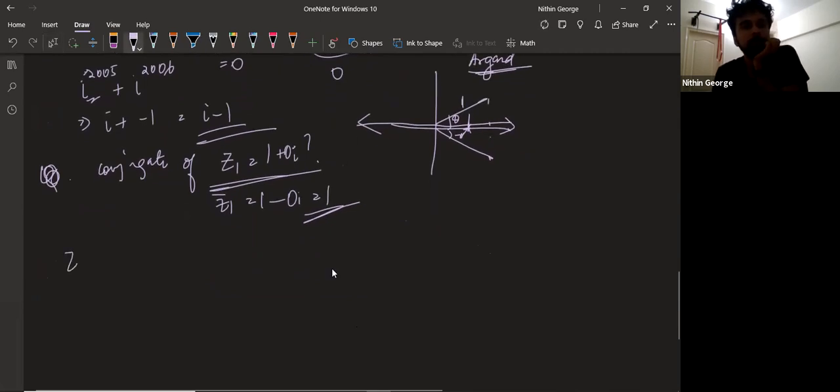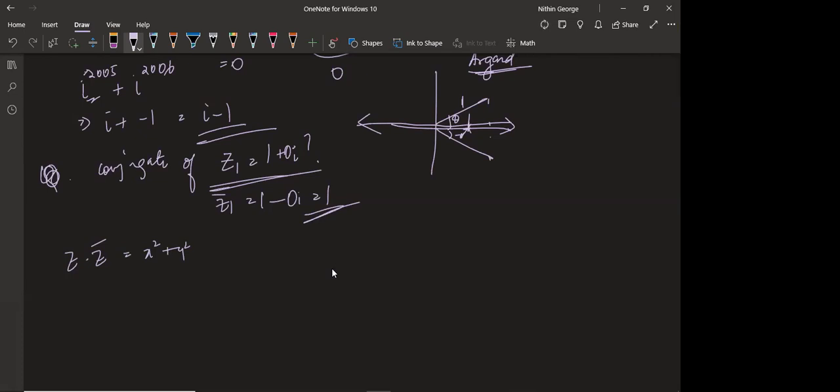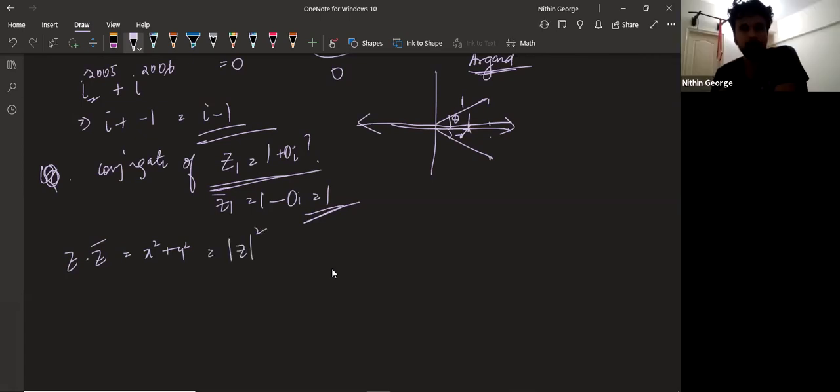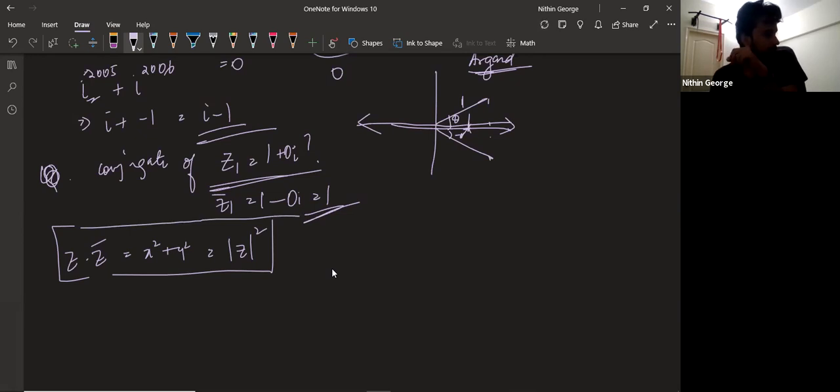We also learned that a number into its conjugate will be x square plus y square. Check that out. That much is clear? Yes, sir. Okay. So this can be written as mod of z square also, the magnitude of z whole square. So just please remember this. This is pretty important. Number into its conjugate is like this.